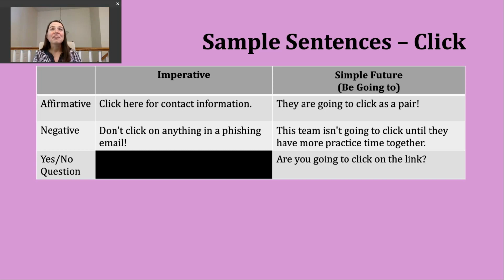Here's an example. They are going to click as a pair. Okay, so here we're back to that kind of friendly or successful sort of meaning. Someone might be making a prediction. Oh, I just know these people are going to get along and work well together. Now, if I want to make a negative simple future sentence, again, I'll start with my subject. I'll use the form of be that matches that subject, but then I use not, then going to, and our base verb. You can see that in the example. This team isn't going to click until they have more practice time together.